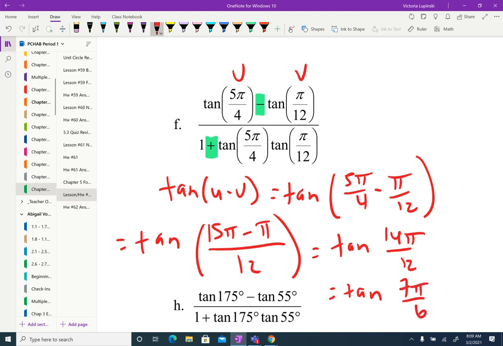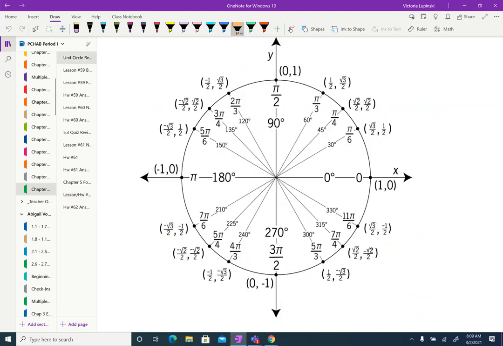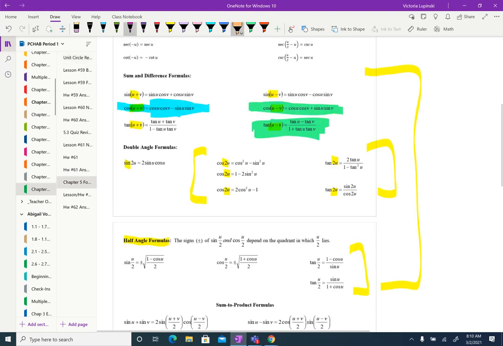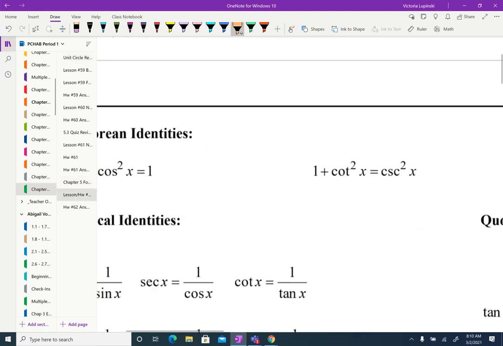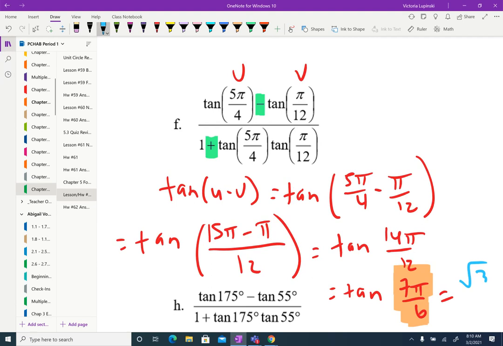And then this is what Grace was just asking. So the tangent of 7 pi over 6, 7 pi over 6 is on the unit circle. So to find the tangent of 7 pi over 6, you're going to go to your unit circle. You're going to go to 7 pi over 6. The tangent is the y over the x. The negatives cancel. The 2's cancel. You get 1 over radical 3, which becomes radical 3 over 3. And that is what I'm looking for as your final answer, radical 3 over 3.